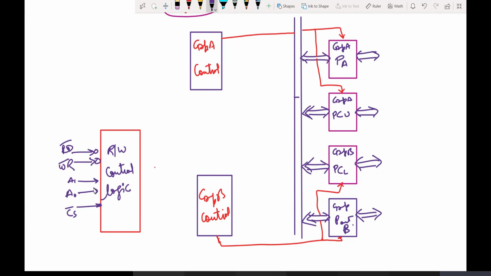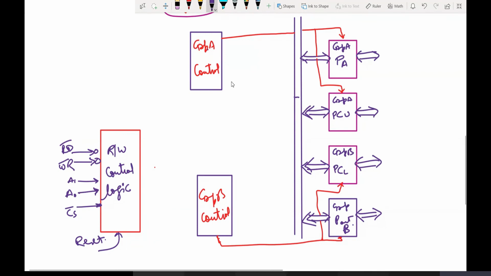Fine. And what are they connected with? They are connected with read write signals, A1, A0 selection lines, chip select, and reset also. So all those functional pins will be part of the control logic. Now the control logic, or you can also simply call it a small control unit, its job is to control everything. It will be connected to each and every block. Fine.